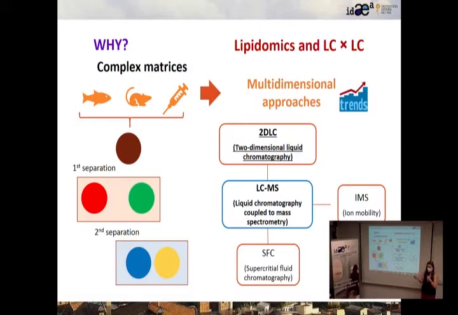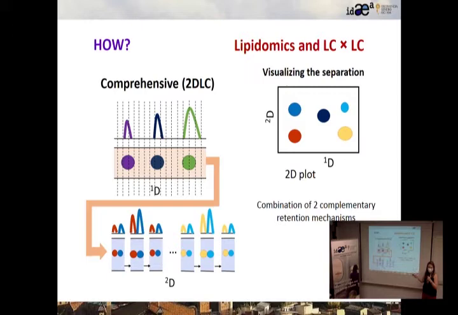First of all, I want to point out that from all the types of 2DLC, I'm just focusing today on comprehensive mode. It means all the fractions that are coming out from the first column are also analyzed in the second column using complementary retention mechanisms. This is my typical output that I get from 2DLC. And we see that analytes are no longer a peak. Now they're spots distributed in the 2D space.